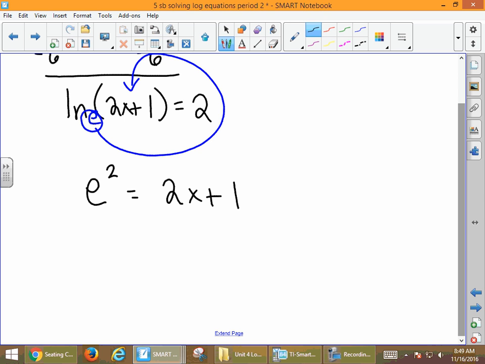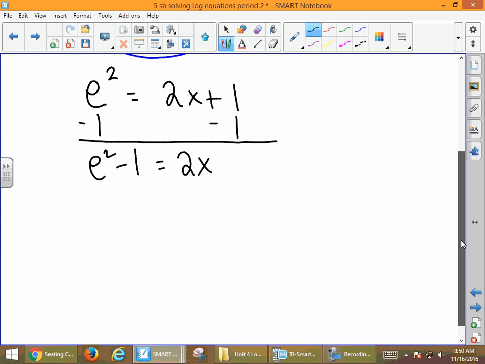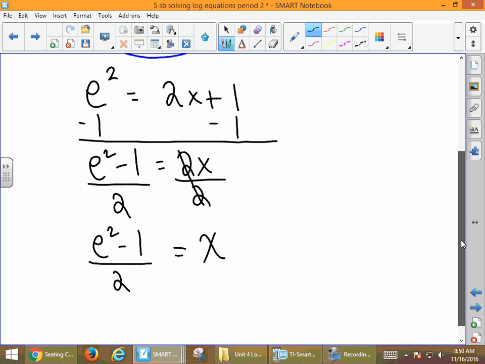And then when we solve this, I'm going to subtract 1 from both sides, and we get e squared minus 1 equals 2x. And then it's 2 times x, so we need to divide both sides by 2. And we get x equals e squared minus 1 divided by 2.